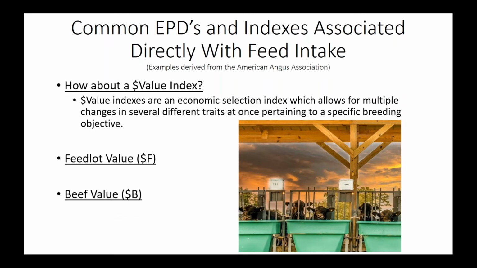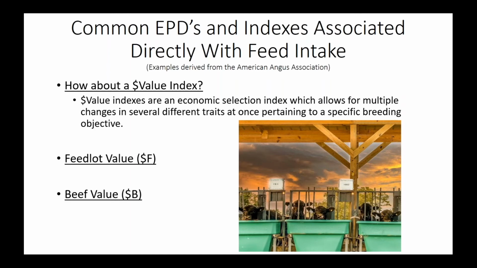Next up here, we have $B, which needs no introduction, as most of us are familiar with this terminal index, and I will continue to refer to this index as terminal because that is exactly what it is and exactly what it was designed to measure. $B is derived from terminally oriented traits such as yearling weight, marbling, carcass weight, ribeye area, and fat. Additionally, dry matter intake is also included in the calculation.